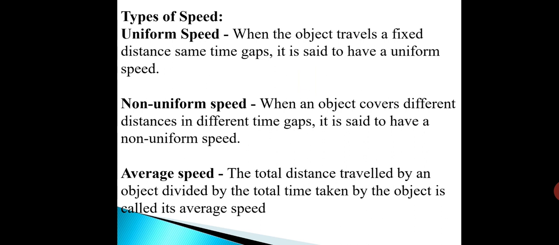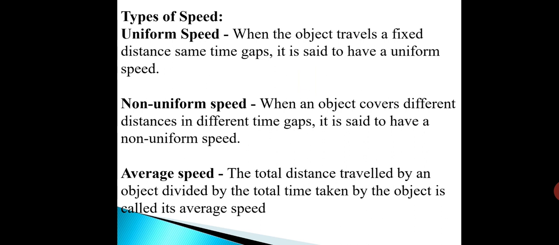Non-uniform speed is when an object covers different distances in different time gaps, right? So sometimes the speed is 80 kilometers per hour, sometimes it is 60, sometimes it is 40, maybe due to crowd. If the roads are overcrowded, then the speed is very slow. So that is non-uniform speed.